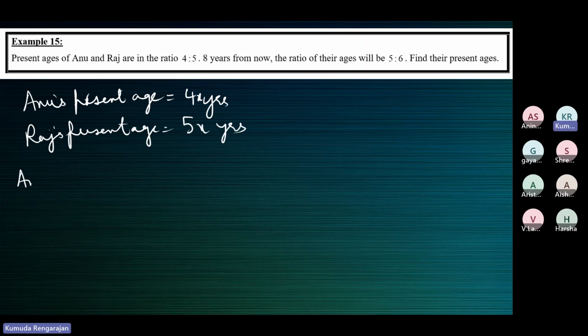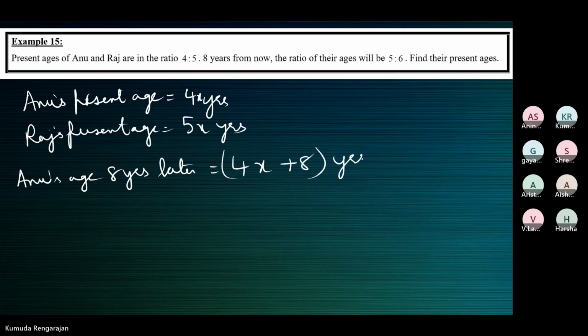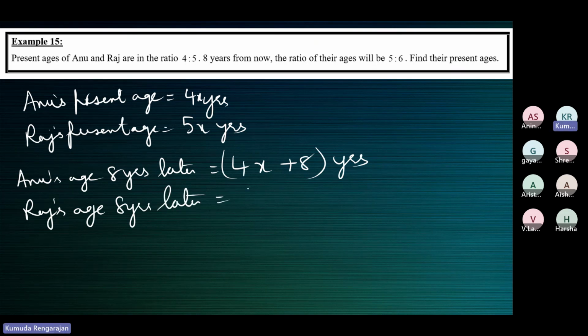What will be Anu's age 8 years later? Anu's present age is 4x. 8 years later, 4x plus 8 years. Raj's age 8 years later: Raj is now 5x years old. 8 years later, he would be 5x plus 8 years old. Okay, so we are done with the assumptions. Now the equation.